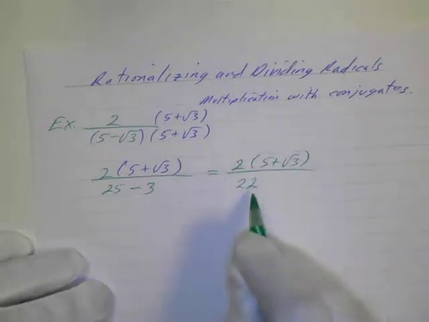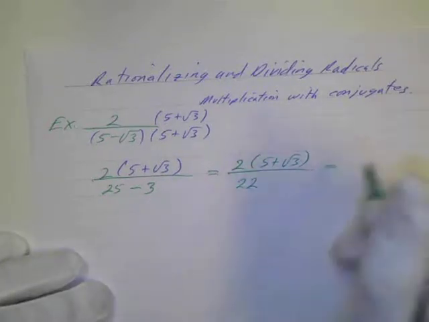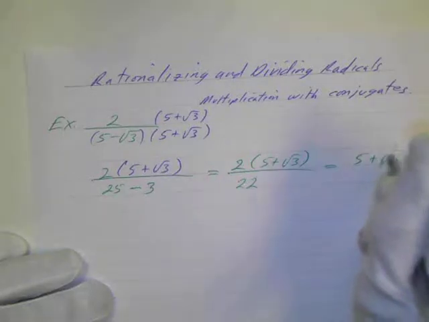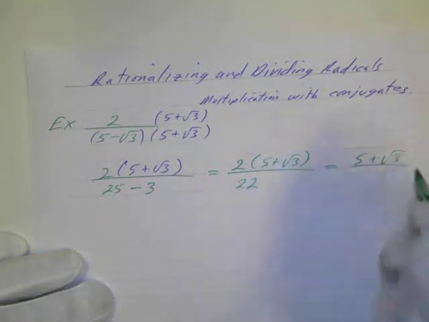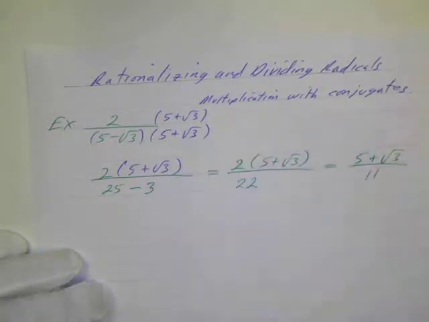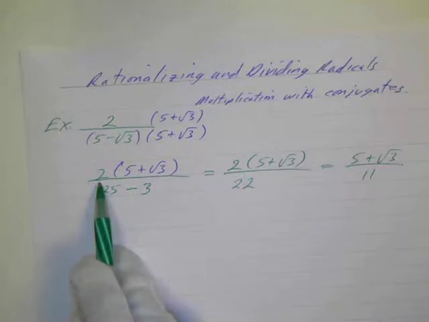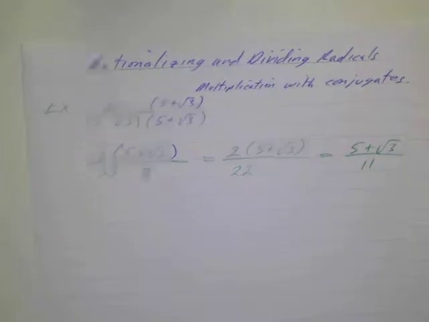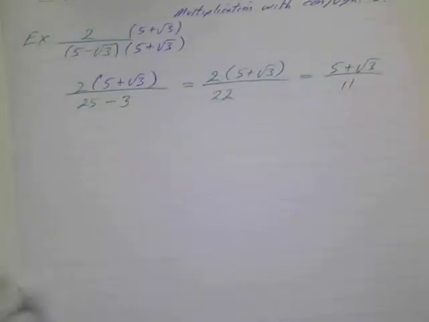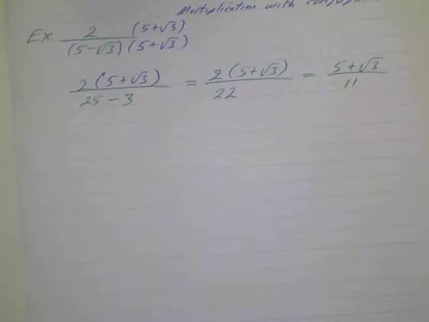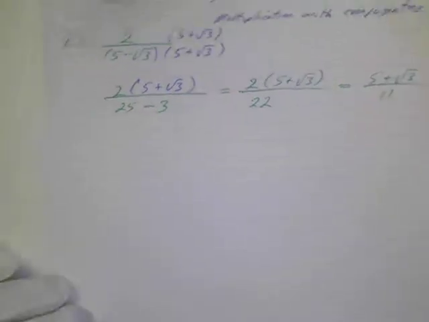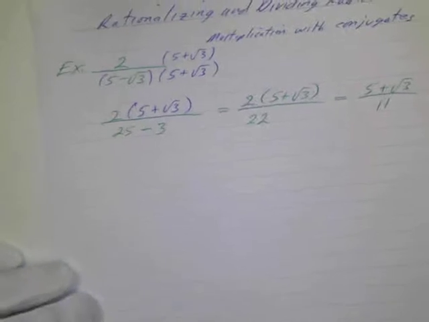And you can see that 2 goes into 22 11 times, so that even simplifies more to be 5 plus the square root of 3 all over 11. So that's why it's nice just to leave it like that, because you may be able to simplify. So these are your classic problems. Now sometimes they're a little bit more challenging. Sometimes you might have a binomial in the top. So here's an example.